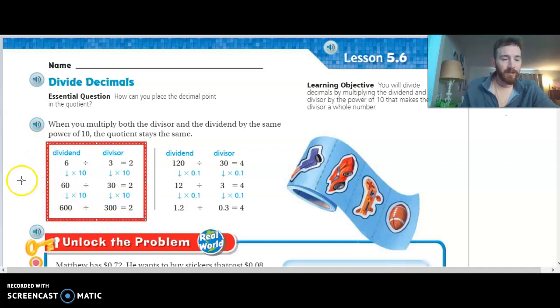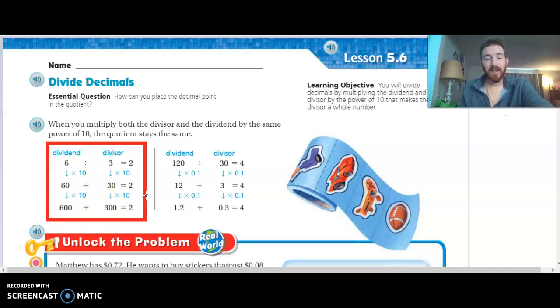This is just a couple little things that make sense to us, as a way of walking through it, and then we'll start bringing in the decimals. If we have a simple math fact like 6 divided by 3, we know that equals 2. If we multiply both of those by 10, 6 times 10 makes 60, and 3 times 10 makes 30. If we divide those, 60 divided by 30, that also still equals 2, okay?